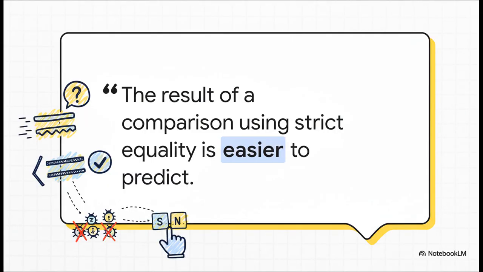Hey, don't just take my word for it. This unpredictability is why official resources like the Mozilla Developer Network recommend a totally different approach. As they put it, using a comparison that avoids all this type coercion is just plain easier to predict. And that brings us to a much better tool for the job.